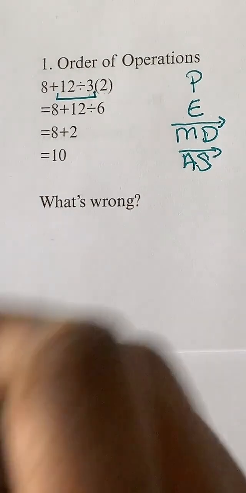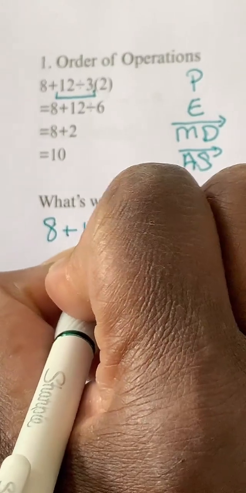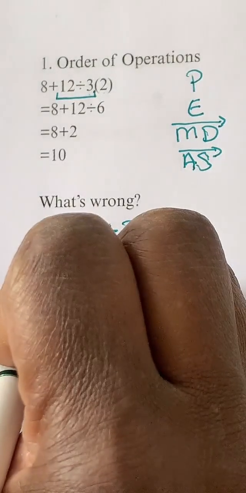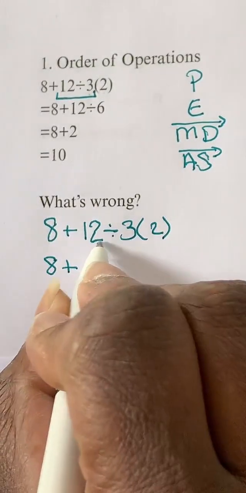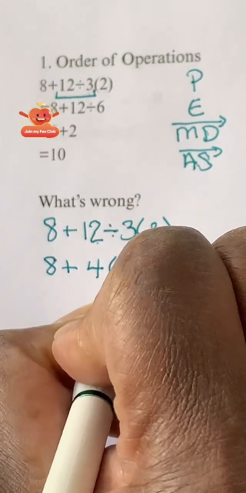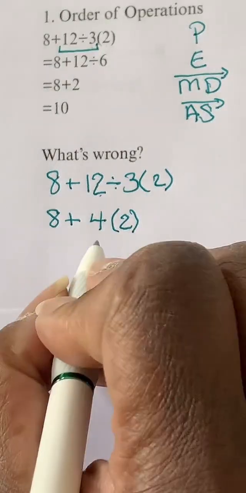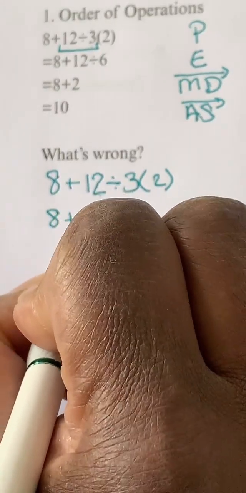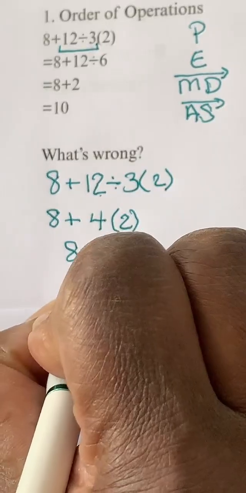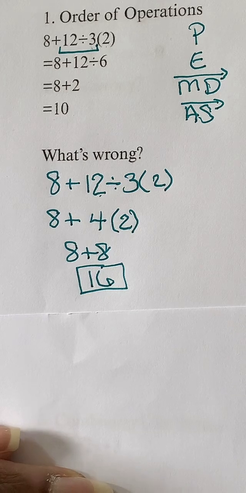So let me put this down here just to give us some room. So we had our 8 plus 12 divided by 3 times 2. We need to do our division first. So 12 divided by 3 gives us 4. Then we're bringing down the times 2. Now we got the multiplication, so we have 4 times 2. That also gives me 8. And 8 plus 8 gives me 16. So the correct answer is actually supposed to be 16.